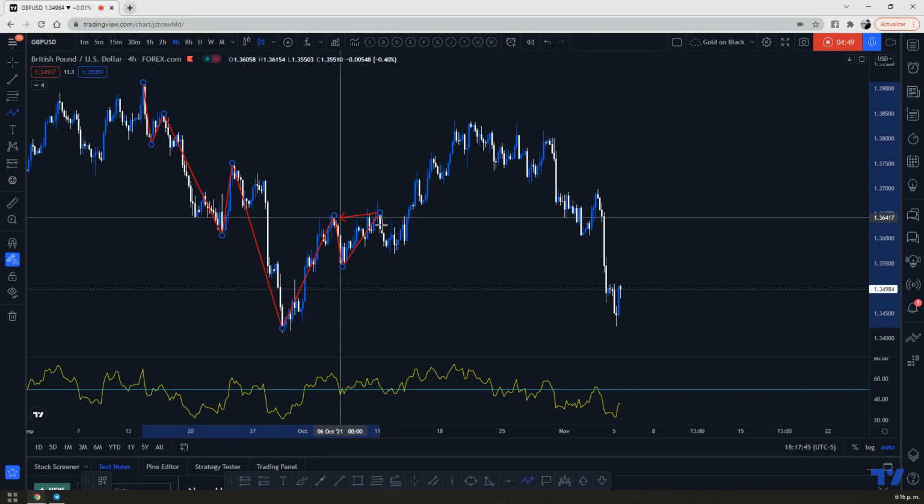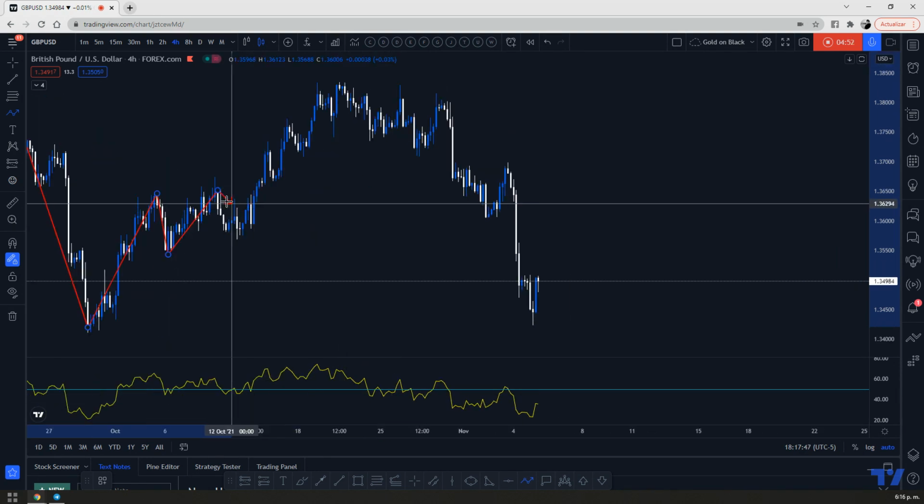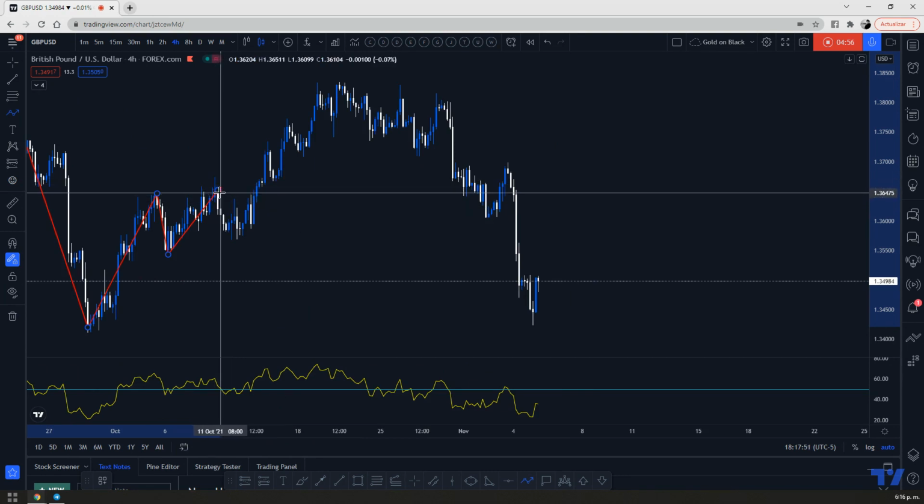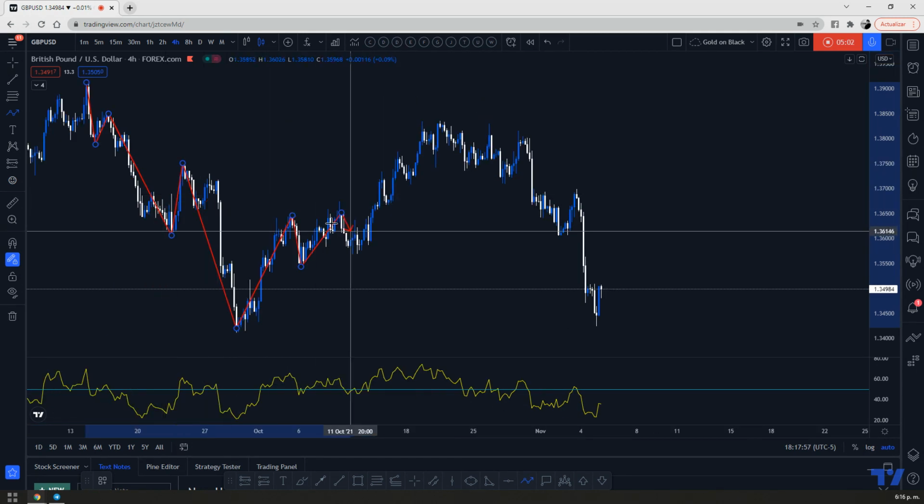So that right there, pay attention to the body of the candle, okay? I'm not paying attention to the wicks, to the body. When they close, this candle right here closed higher than this one right here. So it's a higher high.